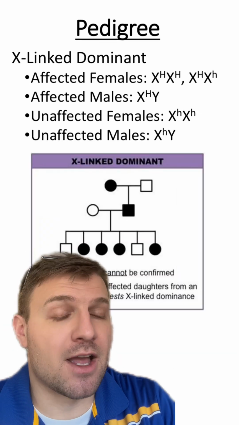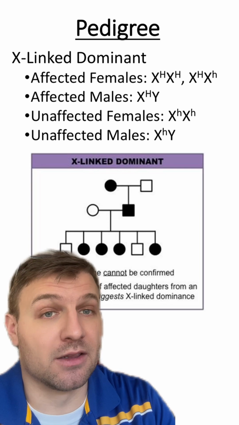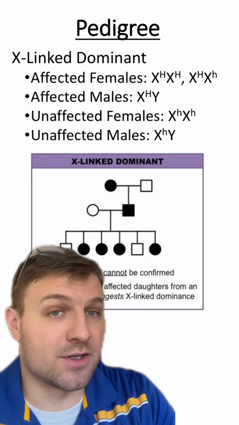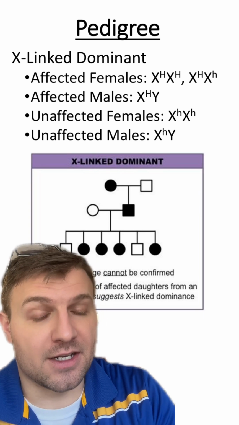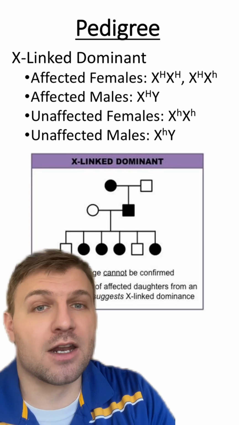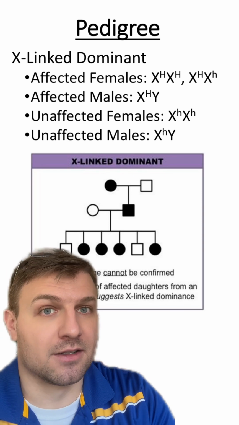Now again, we can flip-flop this and we can look at X-linked dominant traits, where if you get one dominant allele on the X chromosome, you automatically have the trait. So both the heterozygous and homozygous dominant form of this trait in females will be affected. In males that are affected, they have one dominant allele. Unaffected females are X little h, X little h, and unaffected males are X little h, Y.